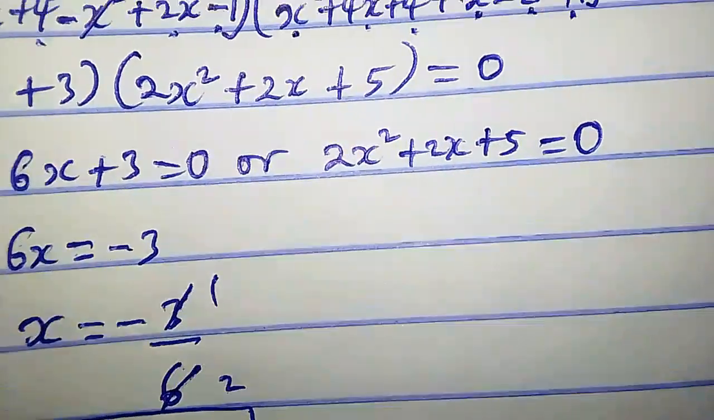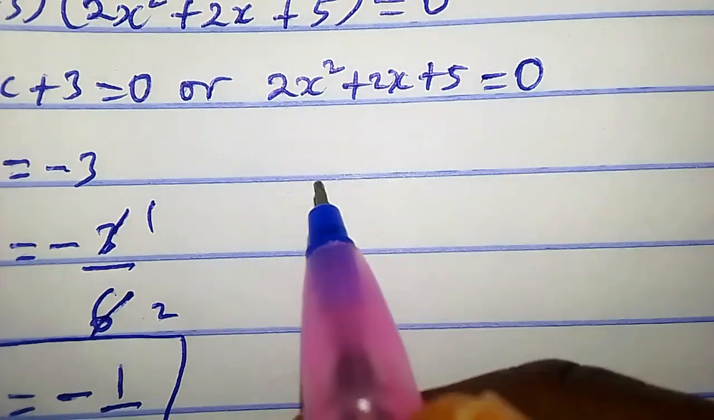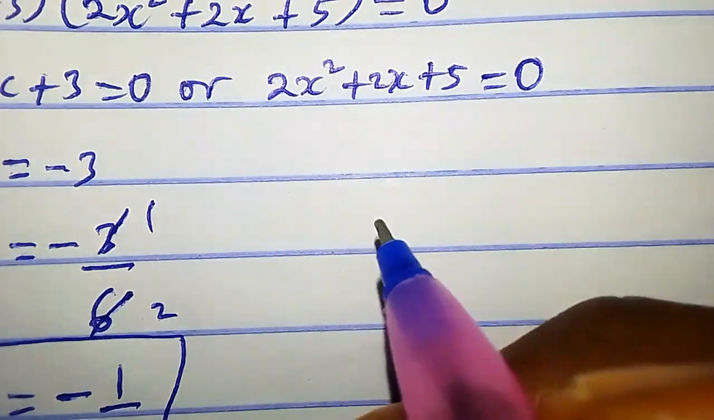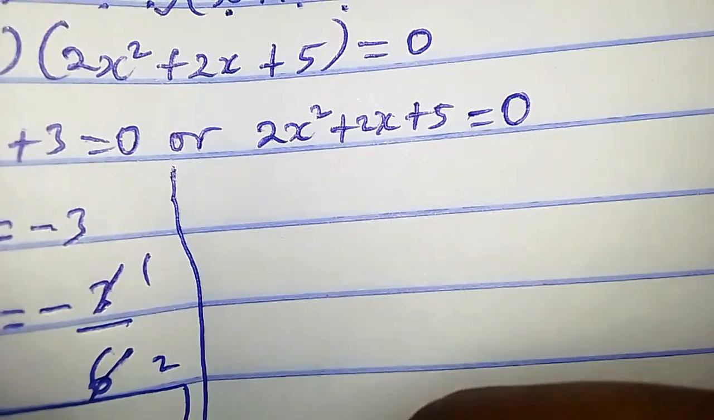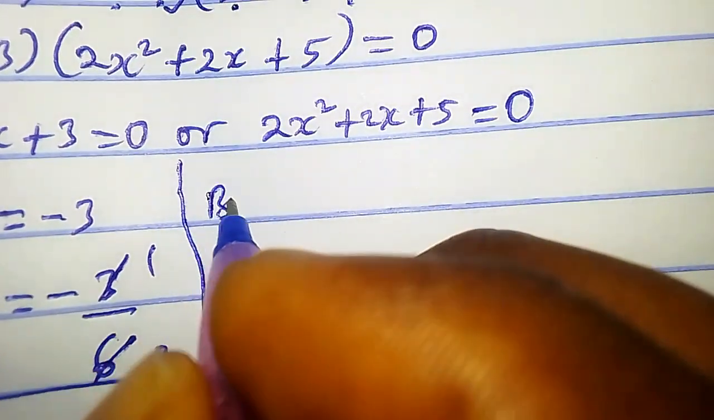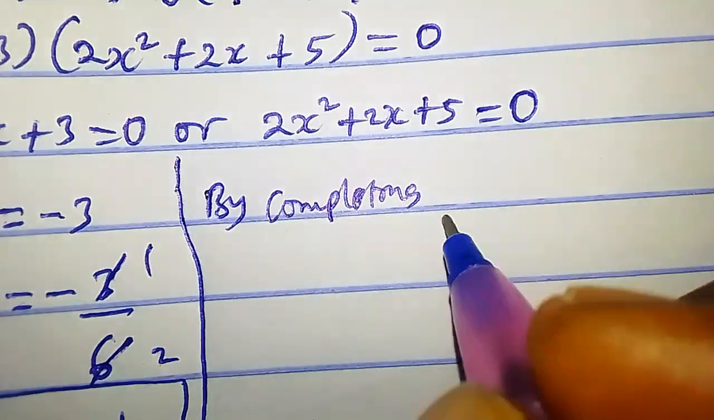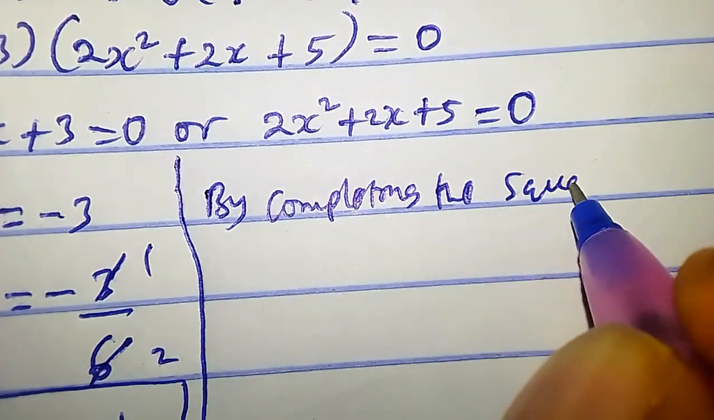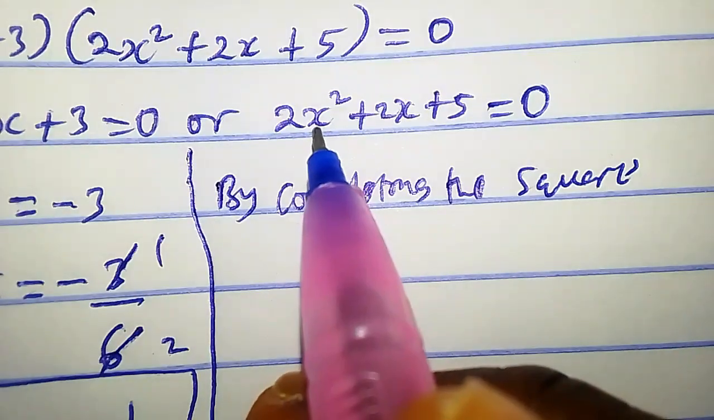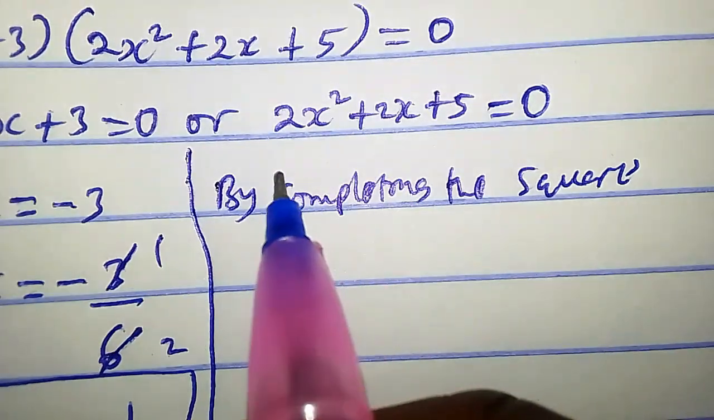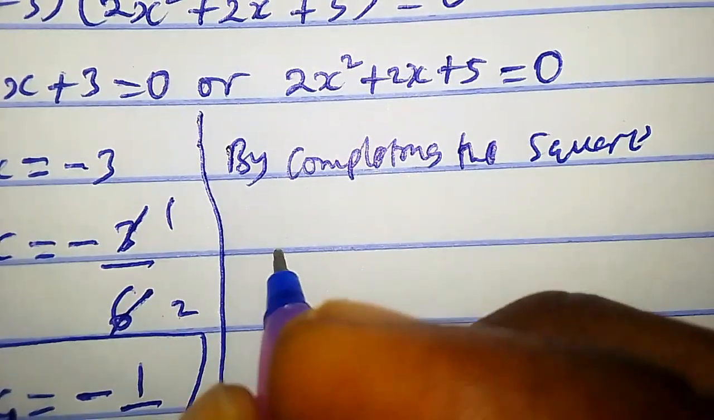Now, let's consider this quadratic equation. We can solve this using the completing the square method. Let's manage this side by completing the square method. The first thing we have to do, because the coefficient of x squared here is 2, is divide through by 2. So let's divide through by 2.